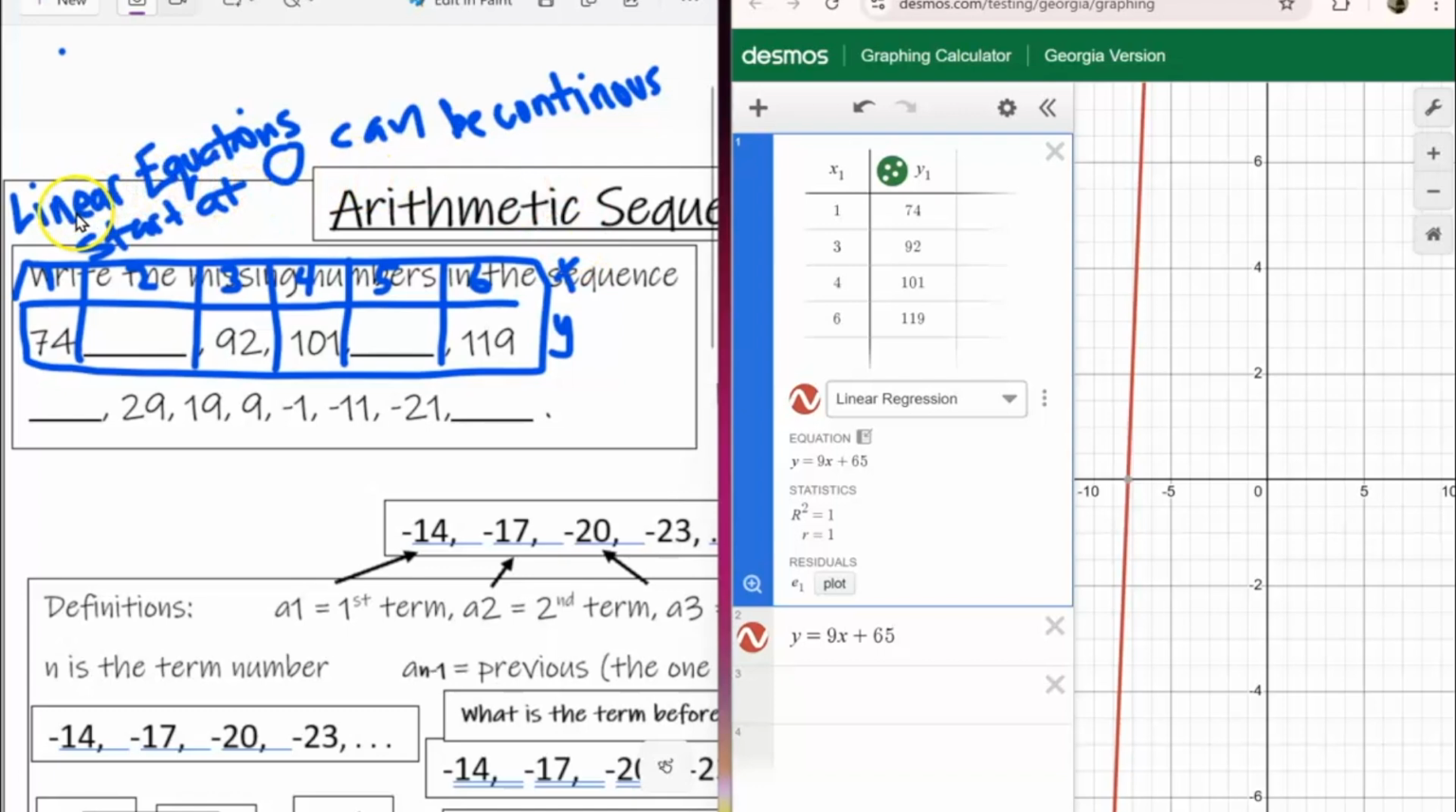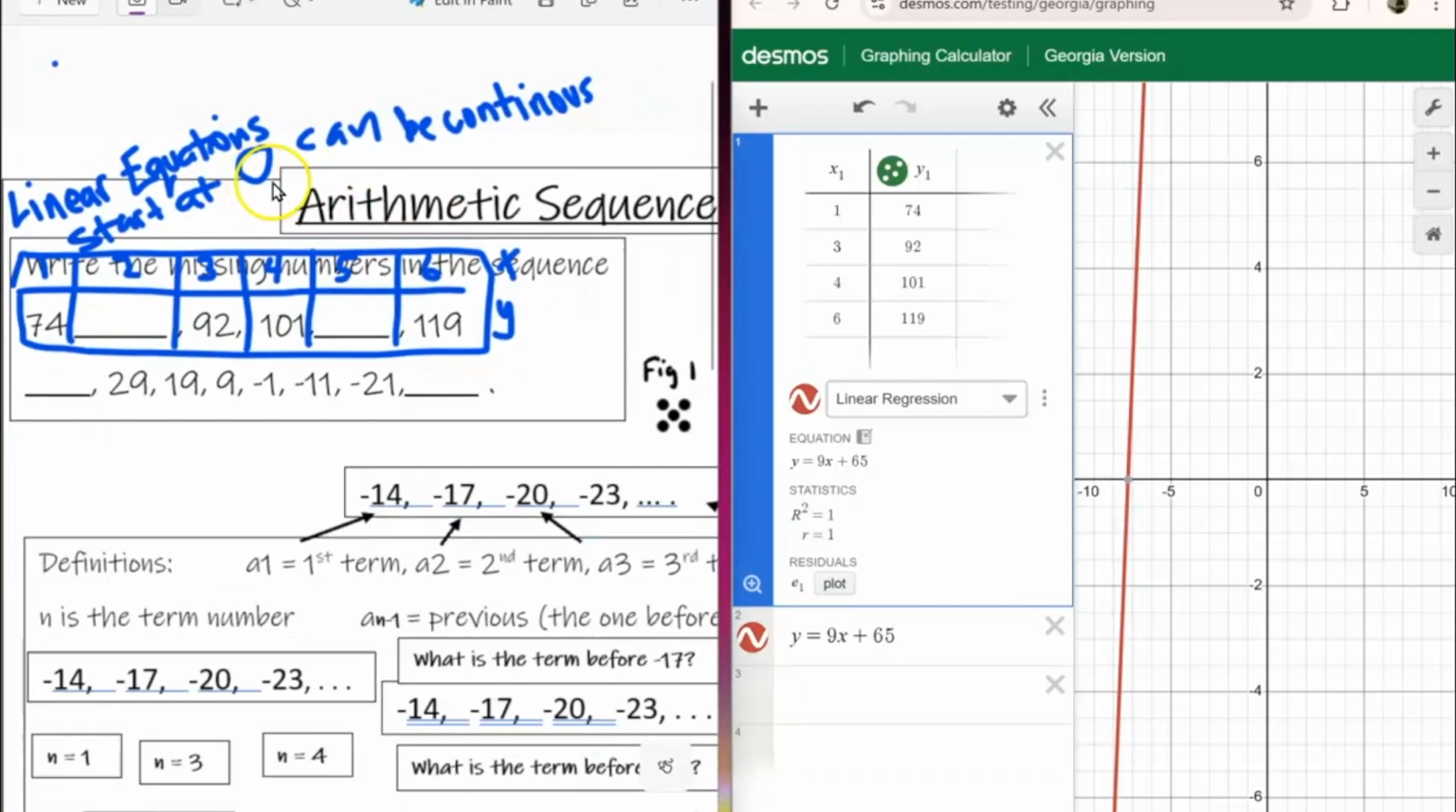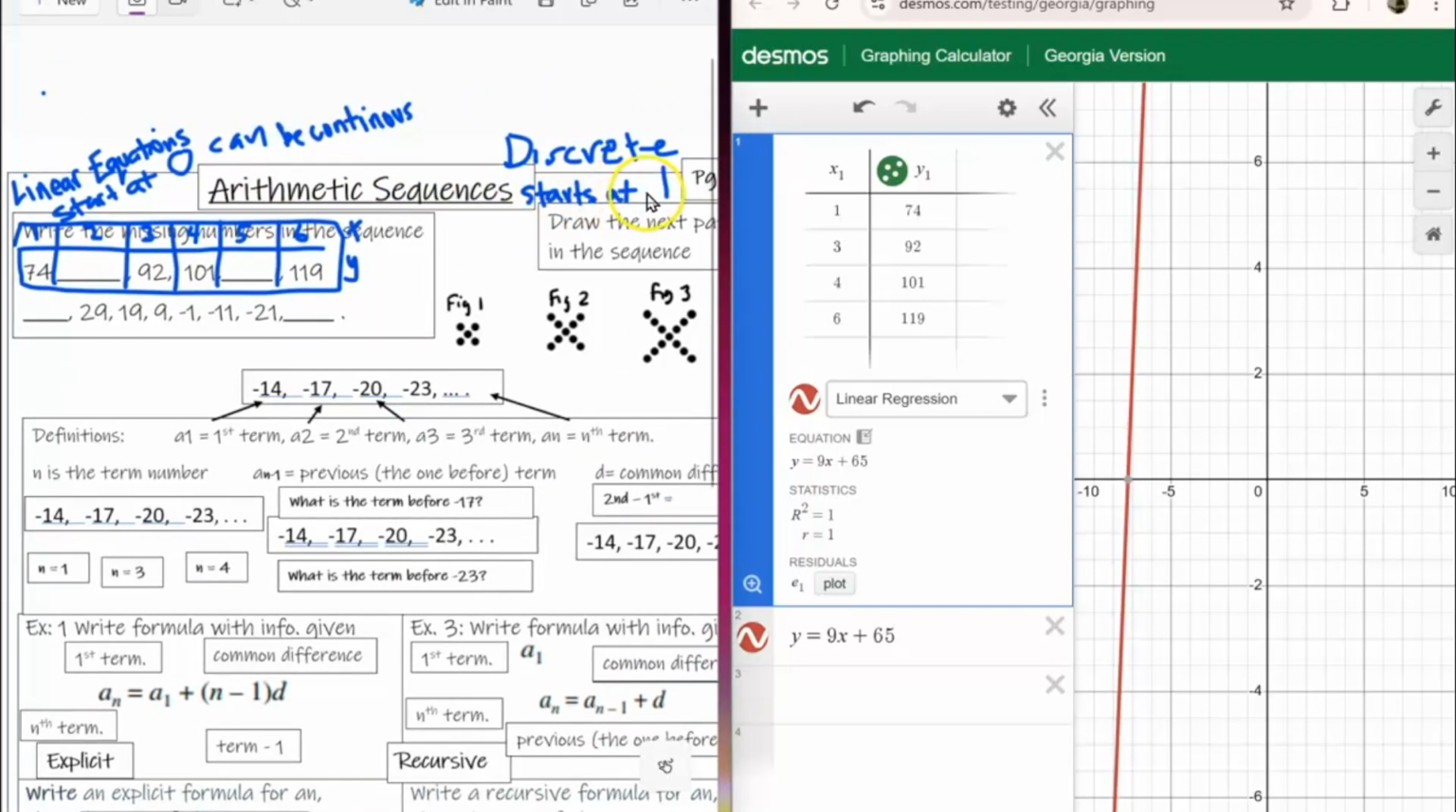So we've talked about the difference between linear equations and arithmetic sequences. Now you have to be able to go from linear equations to arithmetic sequences, or from arithmetic sequences into linear equations. It's all the same thing. The only thing that you need to remember is this: linear equations start at 0, arithmetic sequences start at 1.